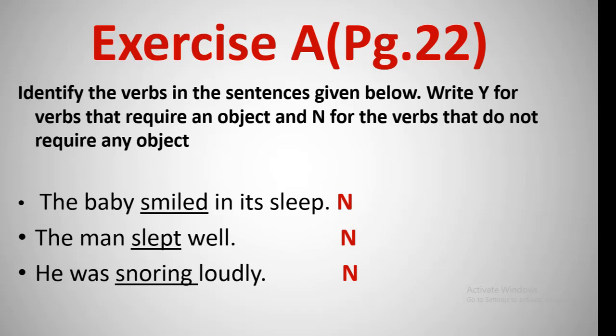He was snoring loudly. Here the verb is snoring. Loudly is just an adverb that is adding to the meaning of snoring, but it is not the object of the sentence. How? Because if we don't say the word loudly, our sentence is complete. He was snoring. It is perfectly complete and it is not requiring an object. We will write N for it.